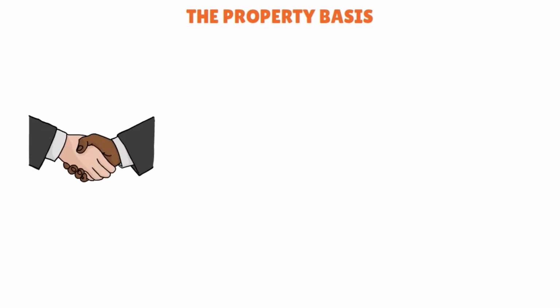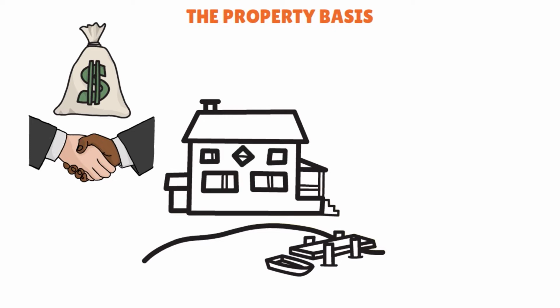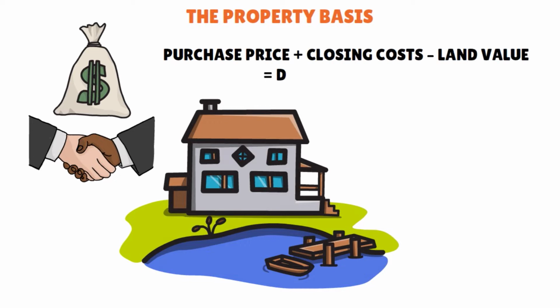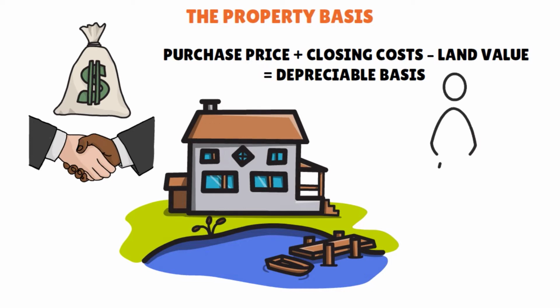The property basis consists of the agreed upon purchase price plus closing costs like title insurance, transfer taxes, inspections, and appraisals if paid outside of closing. You have travel costs, attorney fees, and notary or bank fees. From the property basis, you subtract out your land value to determine the total value on which you will begin depreciating. This is called the depreciable basis. So think about it: purchase price plus closing cost minus land value equals depreciable basis.